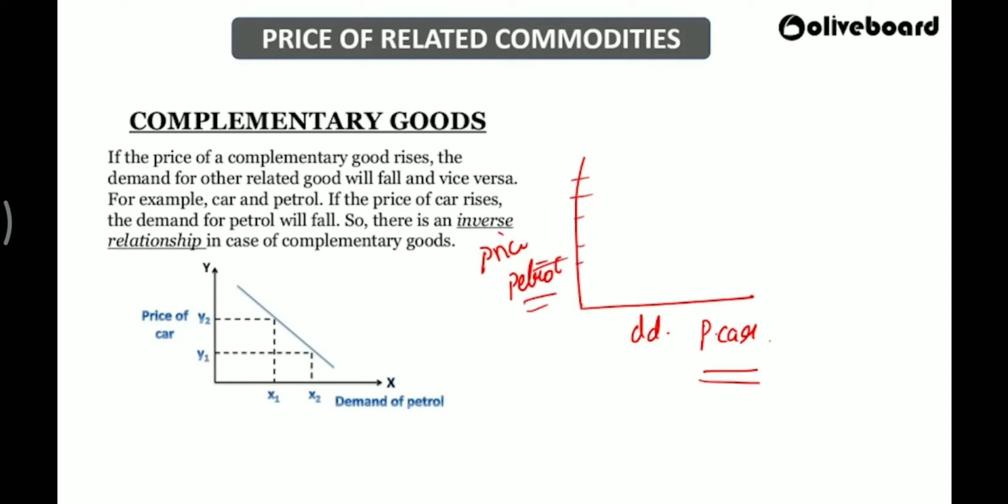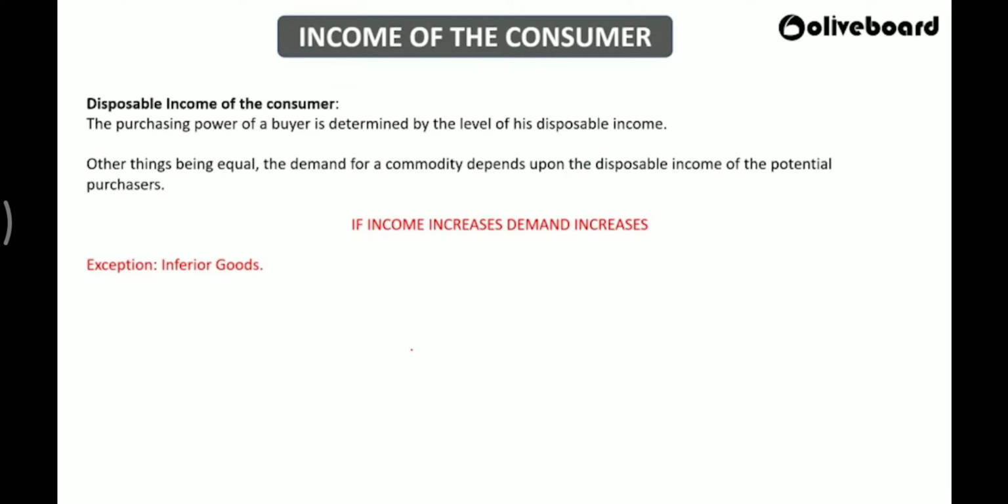Whenever there is a high price, I will buy less. That is a theory, right? So that is what we are telling here also. When the price of the complementary increases, demand for that commodity will decrease.